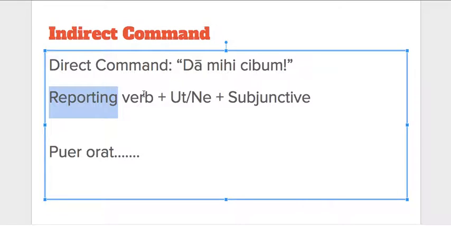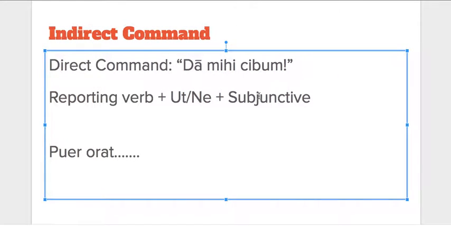You're going to need a reporting verb again, but this time the reporting verbs are only ever really going to be verbs of asking, begging, commanding, ordering, rather than things like I see or I hear. Okay, so that's a little bit of a difference, but you still need that main verb in the indicative that's reporting. You're going to need an ut or an ne now to introduce the indirect command itself.